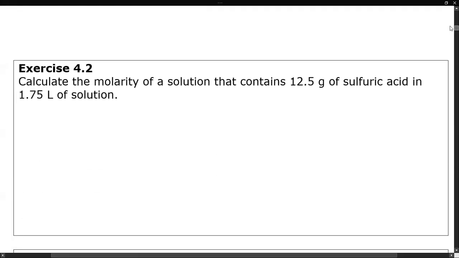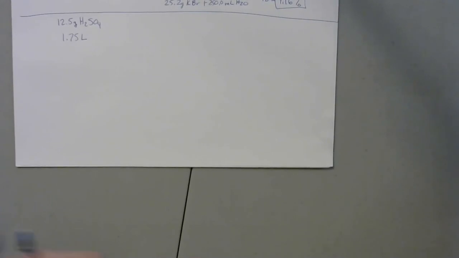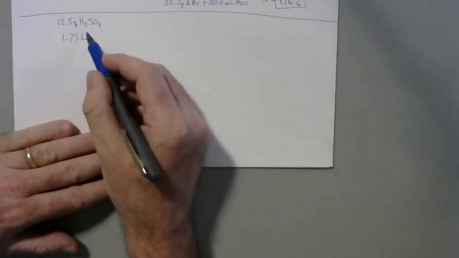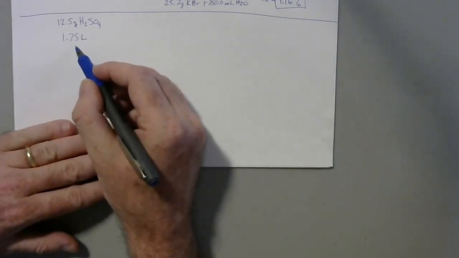So let's look at this next example. I want to calculate the molarity of a solution that contains 12.5 grams of sulfuric acid and 1.75 liters of solution. All right, we were asked to calculate the molarity of 12.5 grams of sulfuric acid in 1.75 liters of total solution.